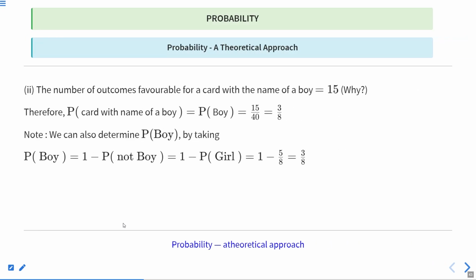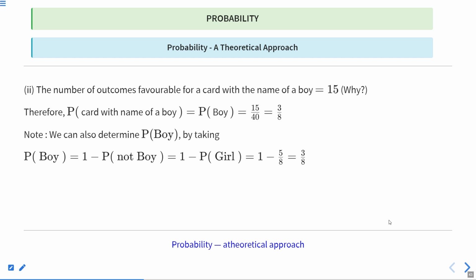And then second, we need to find the probability of a card with the name of a boy. The number of outcomes favorable for a card with the name of a boy is 15, since in the class there are 15 boys. Therefore the probability of a card with the name of a boy, that is the probability of boy, is equal to 15 by 40, that is equal to 3 by 8.